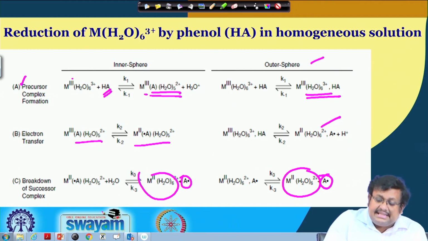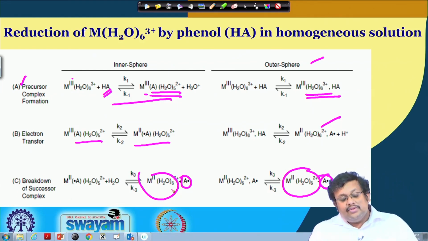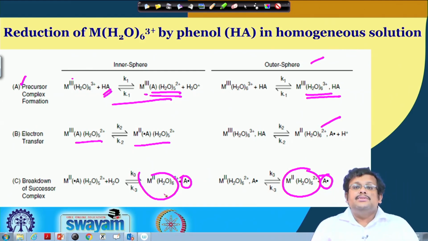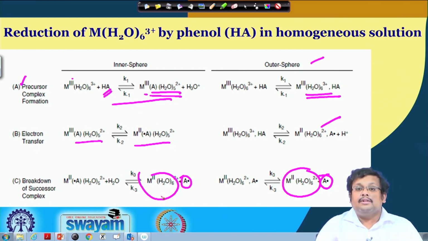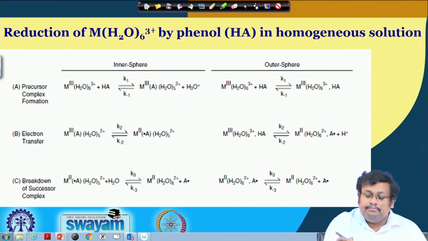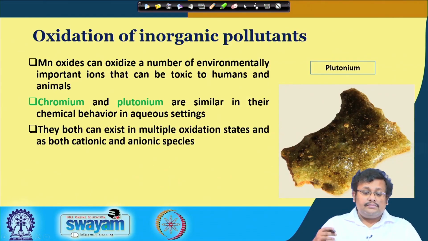So, basically, in the three steps in both inner sphere and outer sphere complexes, you can see the precursor complex formation. This is the first step. Second is electron transfer, you can see here from the metal to the phenol group, and then breakdown of the successor complex, where it is further breaking down to produce the successor complex with a reduced compound, which is having the oxidation number of 2 in the case of the metal. So, this is how the reductive dissolution basically occurs.